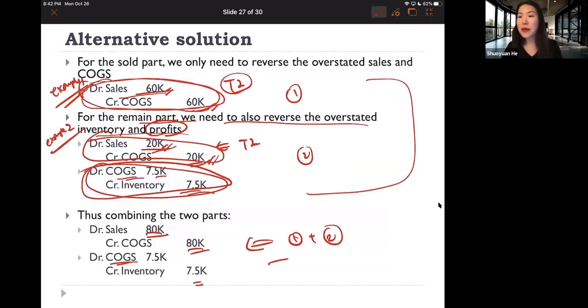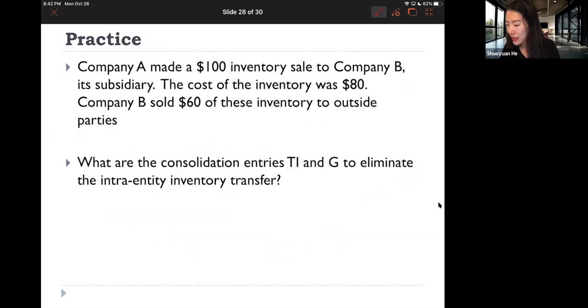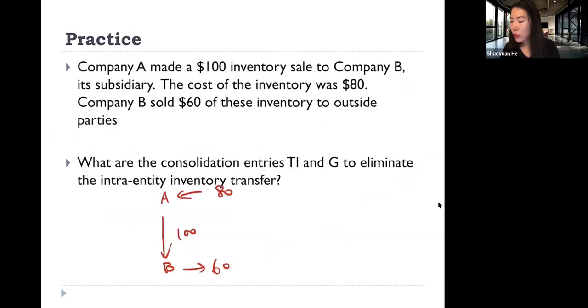So let's look at another practice now. This is a very simple practice. Firm A made a $100 inventory sale to firm B. The cost of inventory is 80. Firm B sold 60 to an outside party. What are the consolidation entries TI and G to eliminate the intra-entity inventory transfer? Please take 5 minutes and try to work on this example on your own. You can pause your video for now.